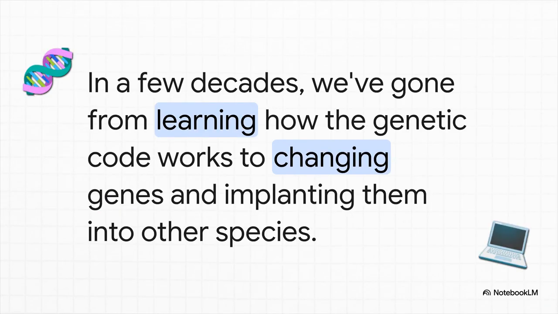Just stop and think about that leap for a second. In just a few decades, we've gone from barely being able to read the genetic code to actively rewriting it. This is the science that's behind everything from crops that can survive a drought to the incredible potential of gene therapies that could one day correct inherited disorders. It's a direct result of putting all the tools we've talked about today together.